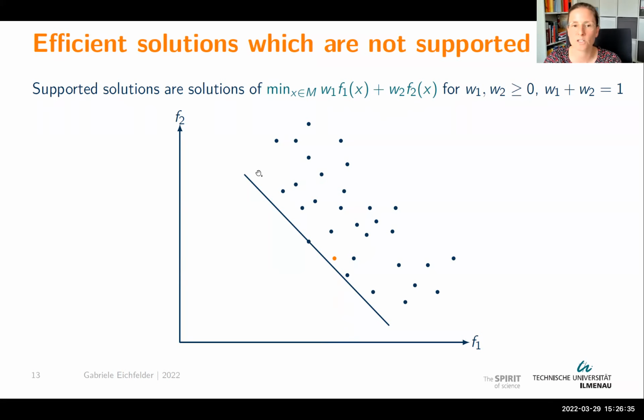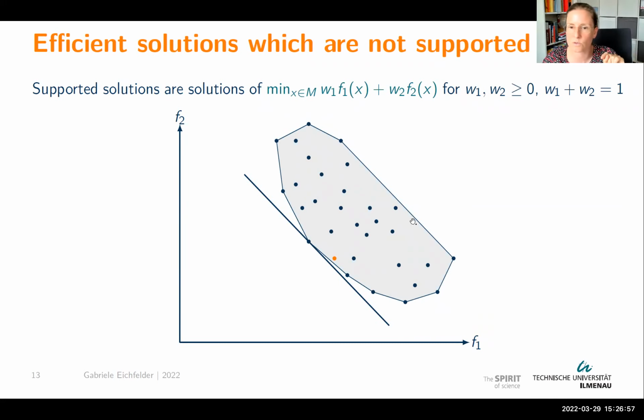Minimizing a weighted sum corresponds to minimizing a linear function in the objective space, like it's illustrated here, and the weights tell you how steep this line is. So when we vary the weights, we vary the steepness of this line. And then you easily see that we will only be able to find points which are on the boundary of the convex hull of the image set.